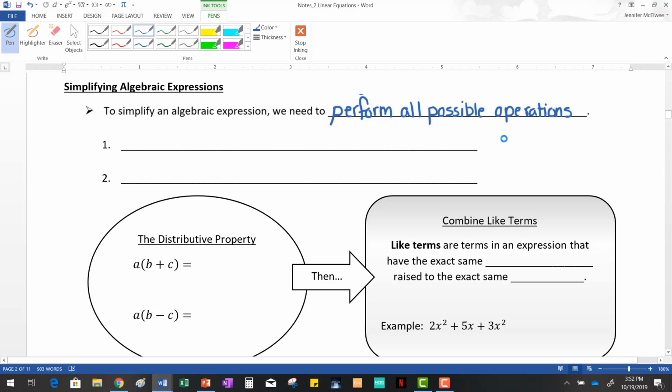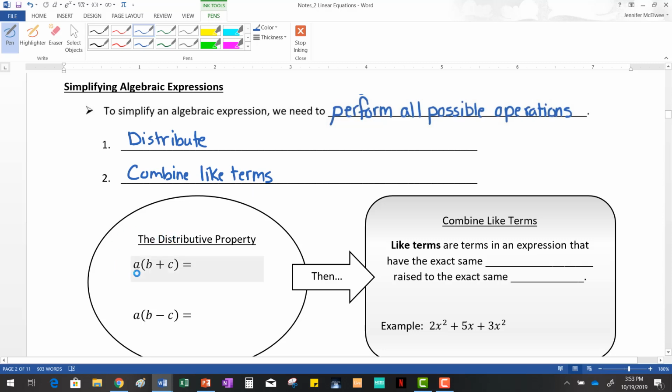So the first thing we need to do is, if there are parentheses, we're going to have to use the distributive property. So under number 1, I'm going to put distribute. Second, we're going to need to combine like terms. The word distribute in English means to hand out.